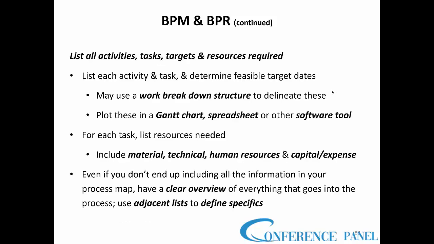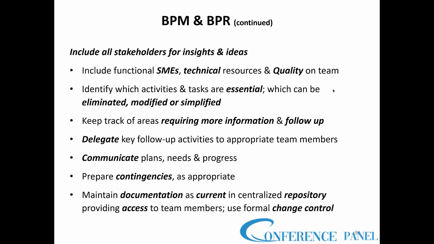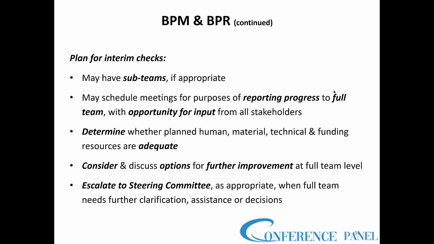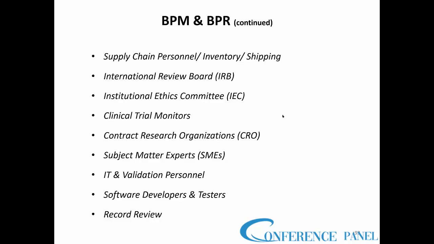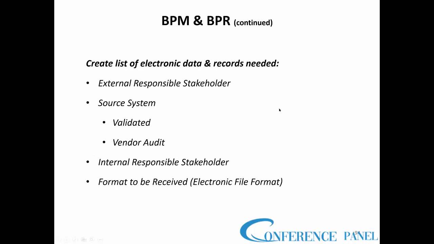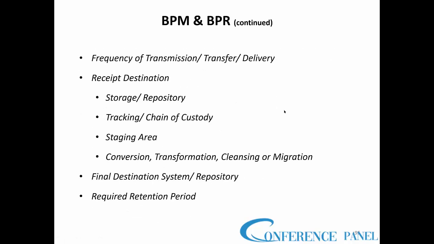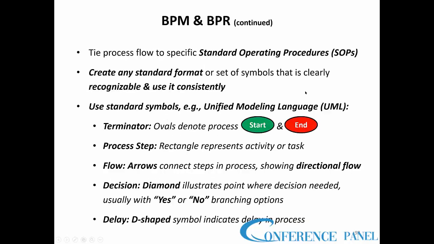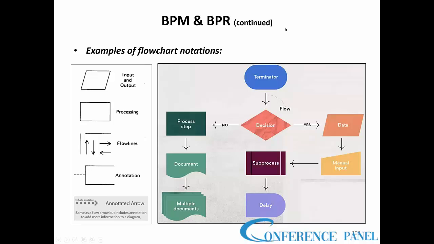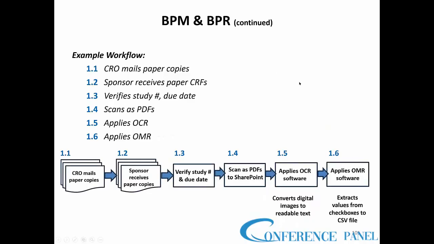List all activities, tasks, targets, and resources that are required. Make sure you have all stakeholders. Plan for interim checks. For the full work stream, identify stakeholders, including third parties. Here are other ones as well. Create a list of electronic data and records that you need. How often do they transmit, transfer, deliver? So create a list of physical materials. So the process flow to specific standard operating procedures. So examples of flowchart notations, an example workflow.